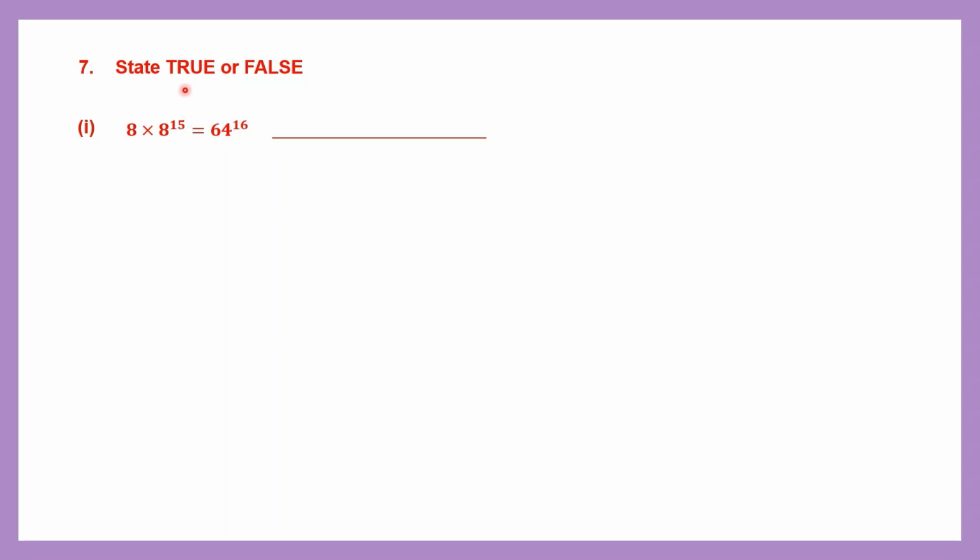Question 7, state true or false. First one, 8 into 8 to the power of 15 is equal to 64 to the power of 16. This is what the question says. Now we should find out whether this is true or false. So let's work out this and see.